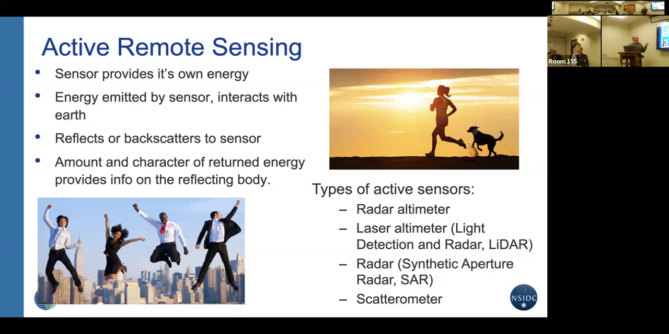Types of sensors: we have the radar altimeter, laser altimeter, or LiDAR. That's ICESat-2, or the ICESat-2 ATLAS sensor. And then radar, which is basically an imaging sensor. So it's not just detecting the reflection, it's actually detecting the variability of the reflection, the scatter from that. And a scatterometer is a more general radar type; it's in the radar range, but it's giving you more of a larger scale image.